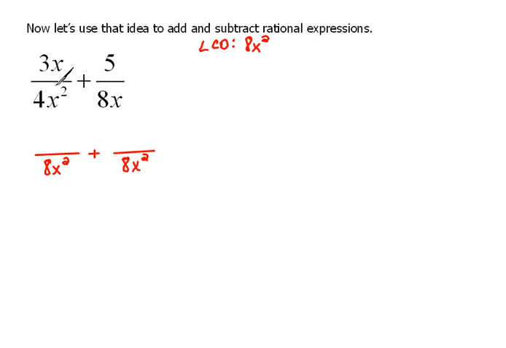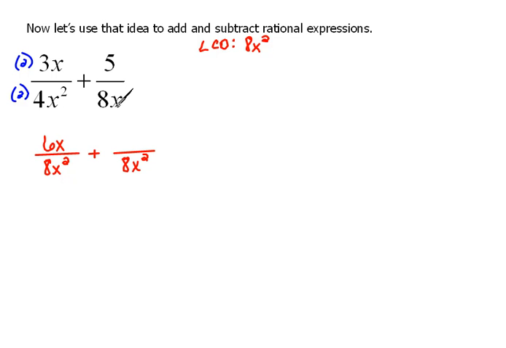Now what do we have to multiply 4x squared by to get it to be 8x squared? That would be a 2. So to keep it balanced, we have to do the exact same thing to the numerator. 2 times 3x would be 6x.